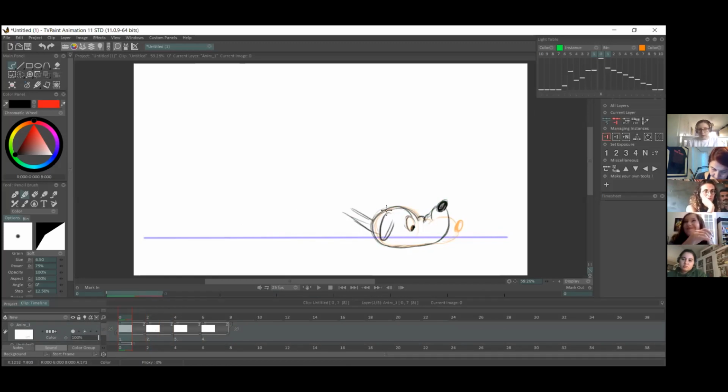So if we have a dog, let's give him some weird ears. And so this is your key position. And this is your second key position. So it goes up and down and then back up again.